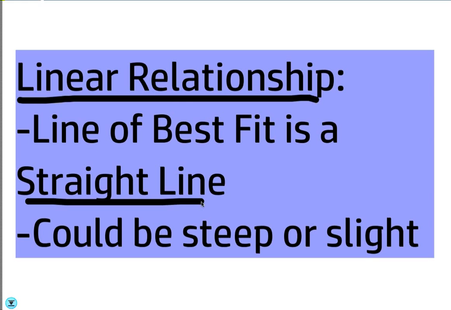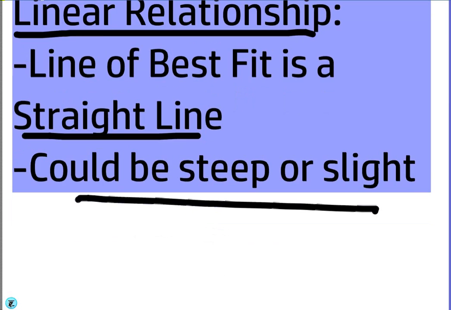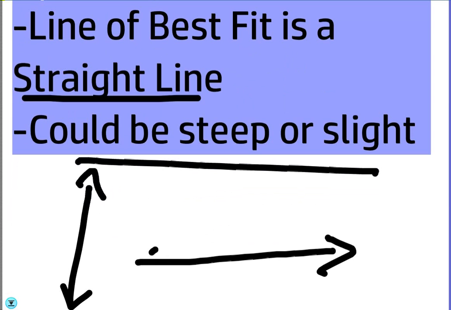Yes, it's still a straight line. Well, actually, if it is vertical, we know that that's undefined, right? But it doesn't matter how steep or how slight the line is. It's still considered a linear relationship. So, for example, if I had a line that was, say, this steep, well, that's not actually a line. Let's try that again. If I had a line that was that steep, that's linear, just as much as this line is. Doesn't matter how steep it is, and we know also it can be negative and it can go that way. So again, linear means the line of best fit is a straight line, and it could be steep or slight.